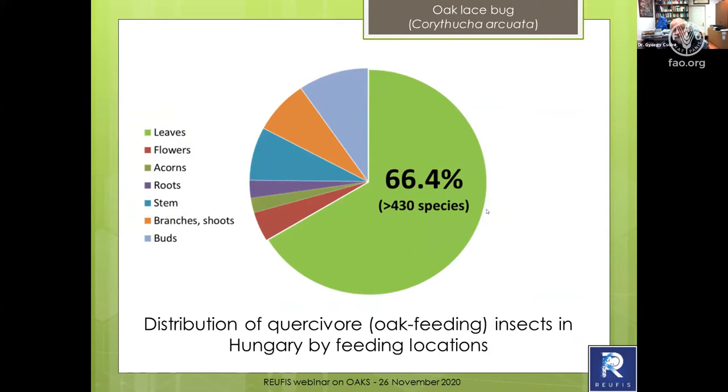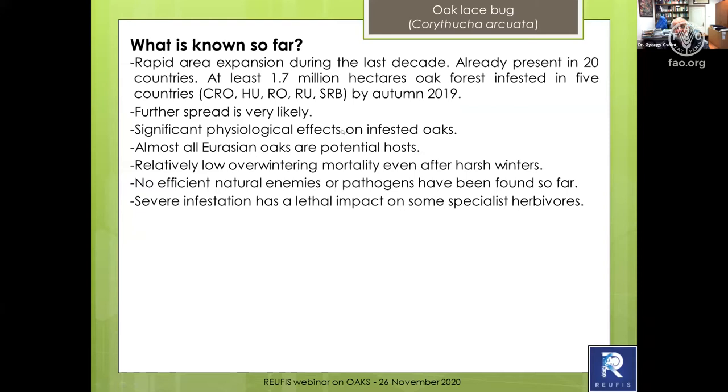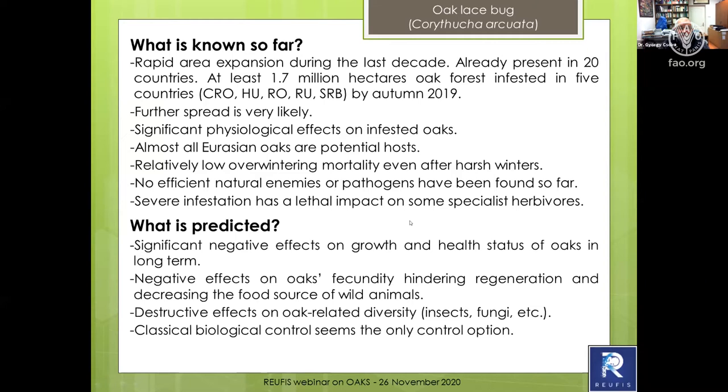And what is known so far about this oak lace bug? I don't want to read all the lines. It's just a very, very fast expansion. There are already published results on significant physiological effects. All oaks are potential hosts. There are hardly any native enemies, and there are other effects predicted.